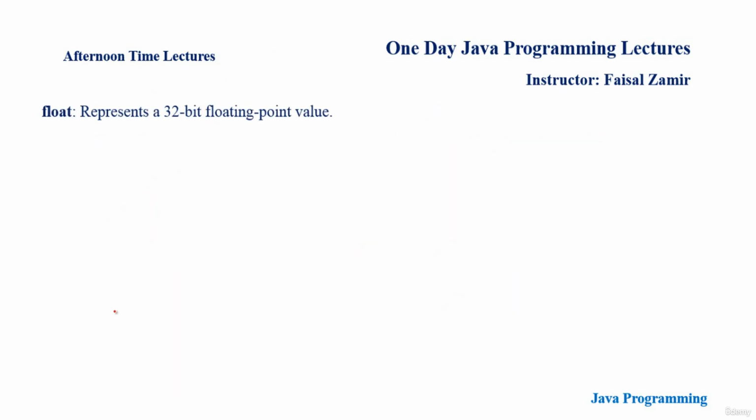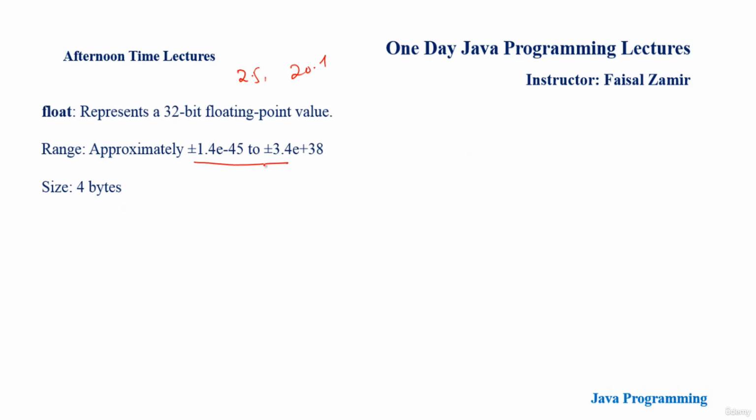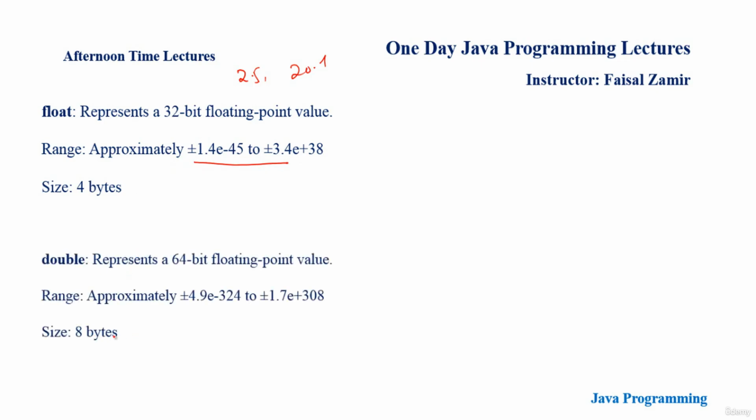Another is float, which stores floating numbers. Floating numbers, for example, 2.5, 20.1. Its size will be 4 bytes, and you can see its range, negative and positive, 1.4 e power minus 45 to 3.4 e power 38. So this is the approximate range. So it can hold a long number. And another is double. Its size will be 8 bytes, and you can see its range.